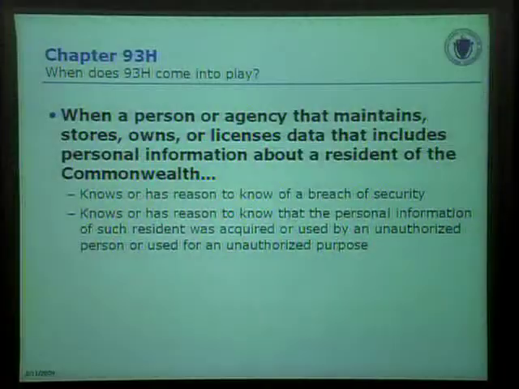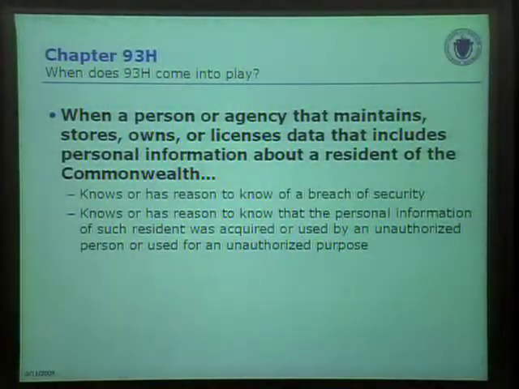Massachusetts has a lot of records that are publicly available. These records would not apply under this case. We're actually allowing them in other state laws to be public information. When does 93H come into play? When a person or agency maintains, stores, or owns or licenses data that includes information about a resident of the Commonwealth, knows or has reason to know about a breach of security, or knows or has reason to know that the personal information of such a resident is used by an unauthorized person or used for an unauthorized purpose. These are all texts from the law. This is why they all sound like legalese, because they are.